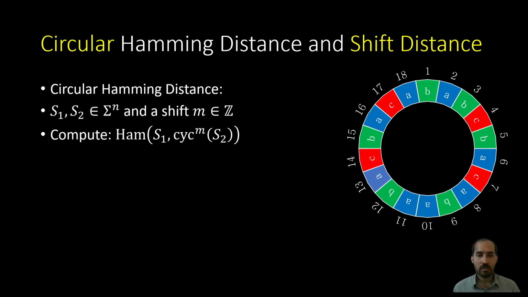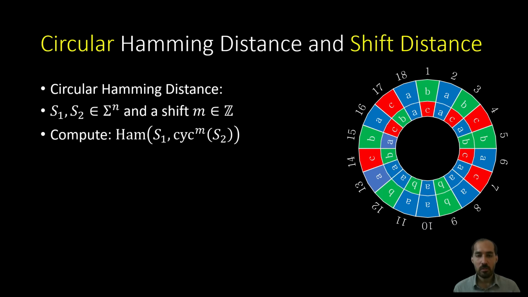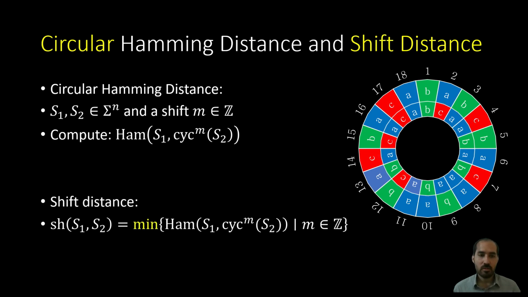The circular Hamming distance of two strings S1 and S2 and a specific cyclic shift m is just the Hamming distance between the string S1 and the mth cyclic shift of S2. In this example, the Hamming distance is 10. The shift distance of two strings is defined as the minimum Hamming distance among all the possible cyclic shifts of the strings. In this example, the minimum Hamming distance is 3, and therefore it's the shift distance between the two strings.